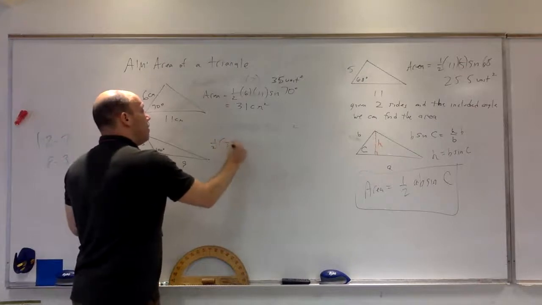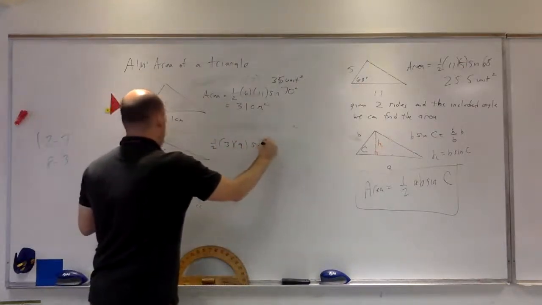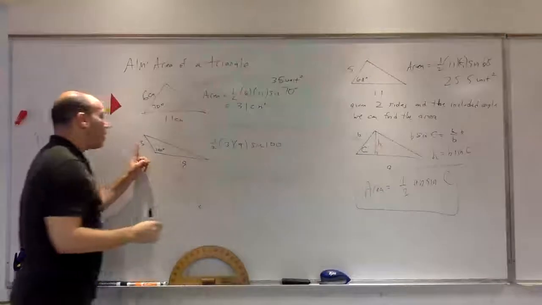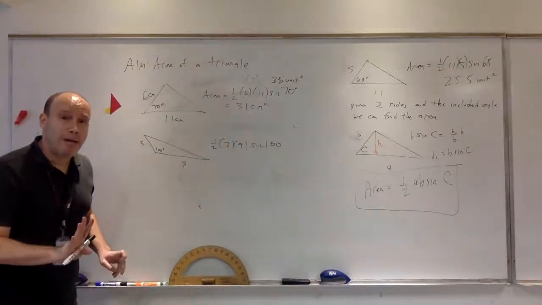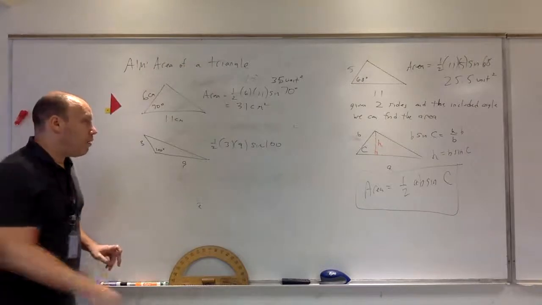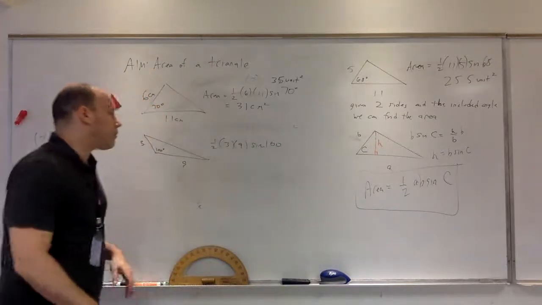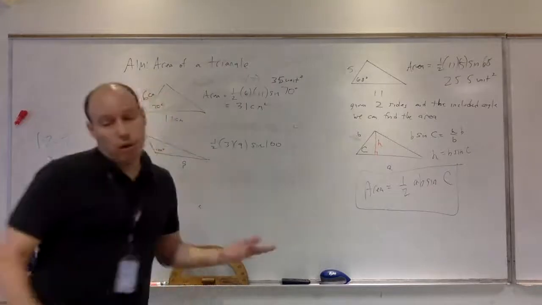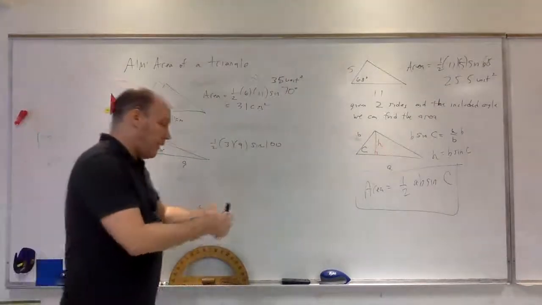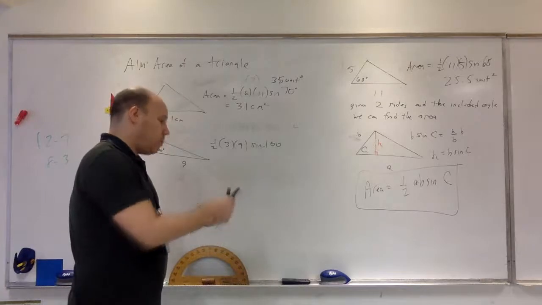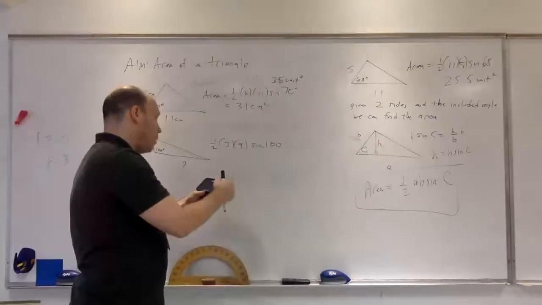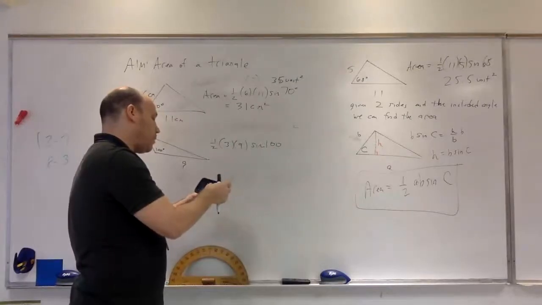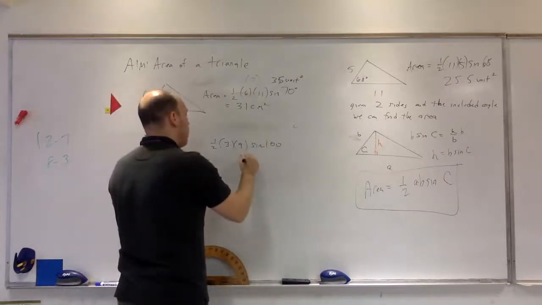1/2 AB sine C. This might be the base. This is not the height. We're totally fine with that. This takes care of that. Now, final answer. Let's go to our calculator. Let's see what the answer is. Go sideways. The sine of 100 times 27 divided by 2. 13.3.